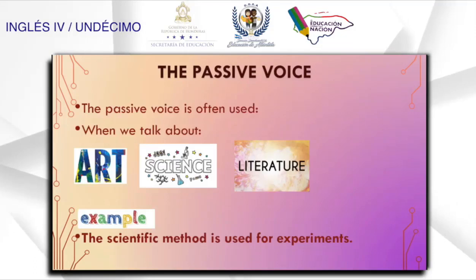Good job. The passive voice is often used when we talk about art, science, literature. Example: The scientific method is used for experiments.